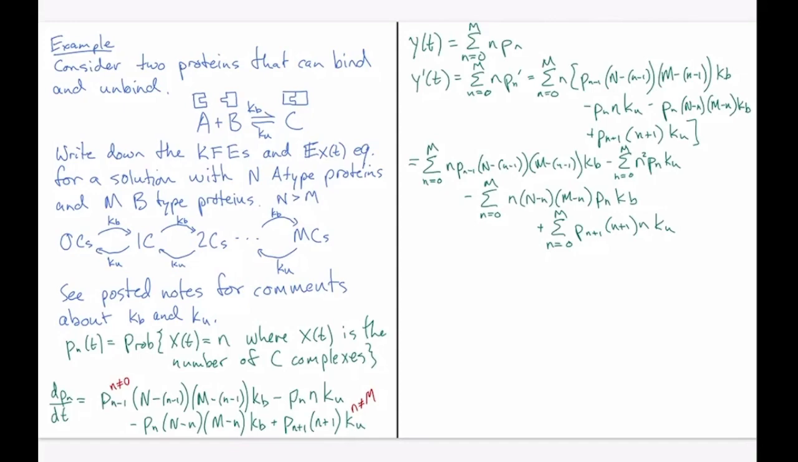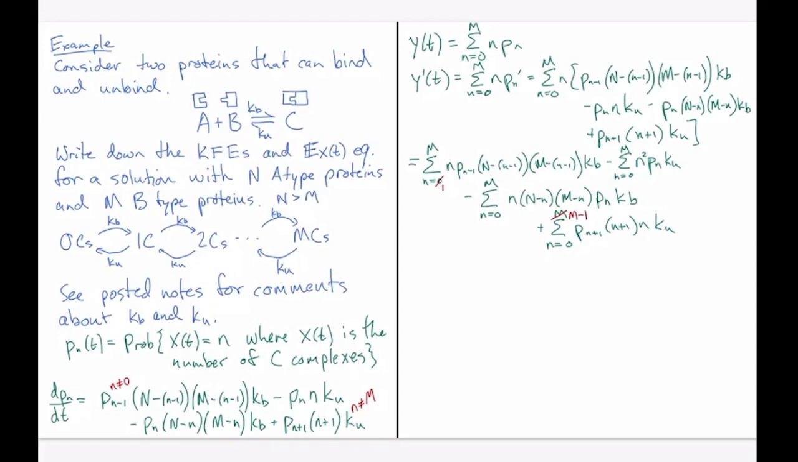Now, remember I said if we ever have a P minus 1 or a P(M plus 1), we can ignore those. So what that means here is that with this n equals 0, we shouldn't start from 0 because this term here would be 0. P minus 1 would be 0. It doesn't make sense to talk about that one. So this should be starting from n equal 1 instead. And the same idea holds here when I'm at M. This P(M plus 1) doesn't make any sense because it's impossible to have M plus 1 complexes. So this one should be M minus 1.